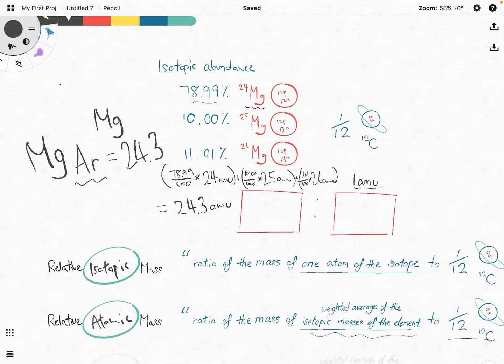The relative atomic mass is simply 24.3. Notice I no longer write AMU because we're just talking about the ratio. 24.3 AMU is to 1 AMU. The ratio is just 24.3 is to 1. Okay, so that is the relative atomic mass of magnesium. In our next video, we're going to talk about what relative formula mass and relative molecular mass is.